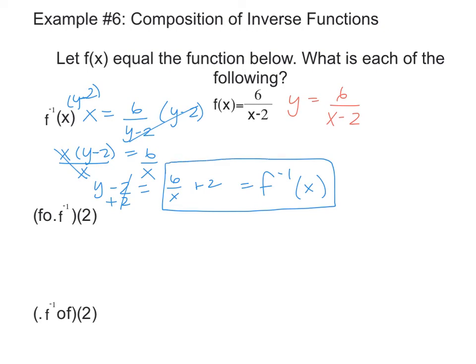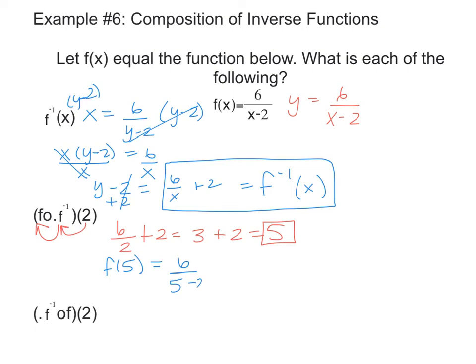All right, so then this says f of the inverse of 2. Remember, when we do this, we work backwards. So 2 goes into the inverse, and then whatever the answer is from the inverse, we put back in f. If I put 2 into the inverse, that would be 6 over 2 plus 2, which is 3 plus 2, which equals 5. Then I'm going to take this answer and put it back into f. So f of 5 equals 6 over 5 minus 2, which is 6 over 3, which is then 2. So 2 would be the final answer there.